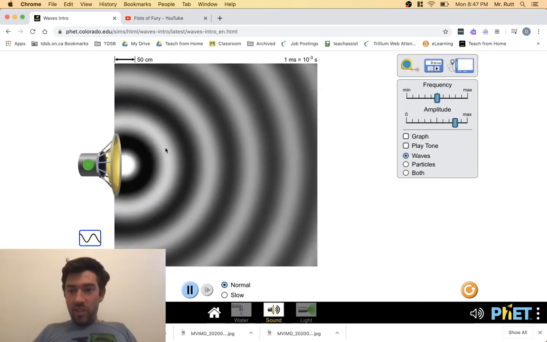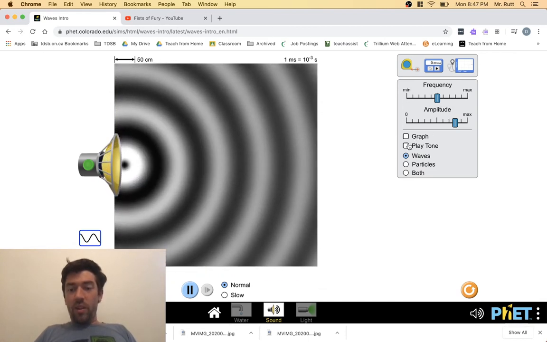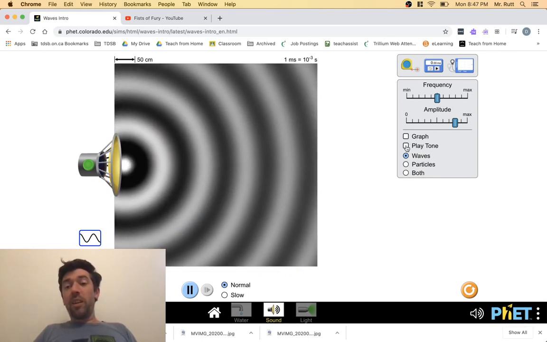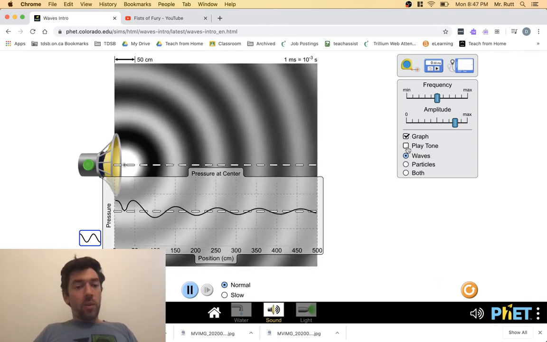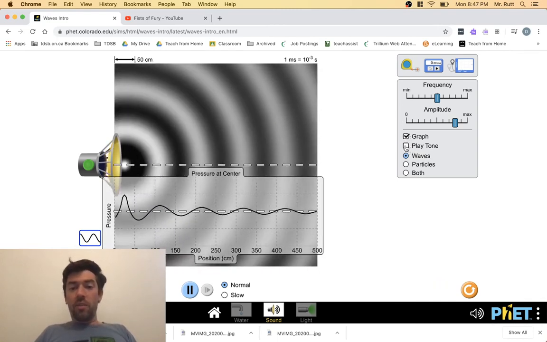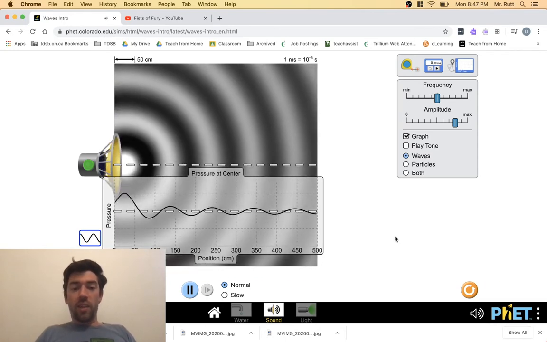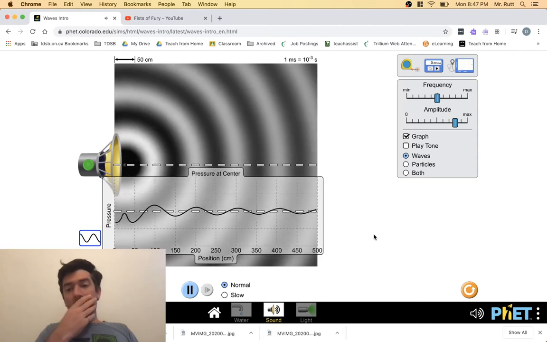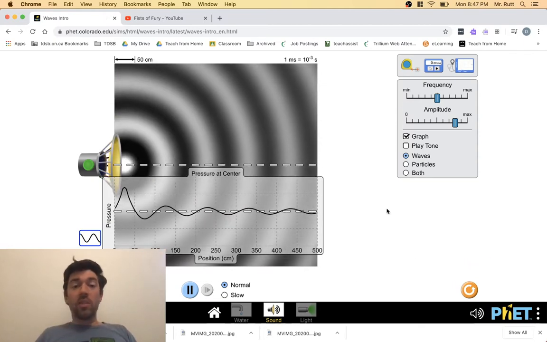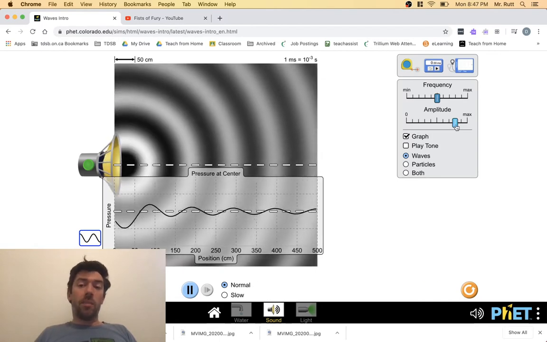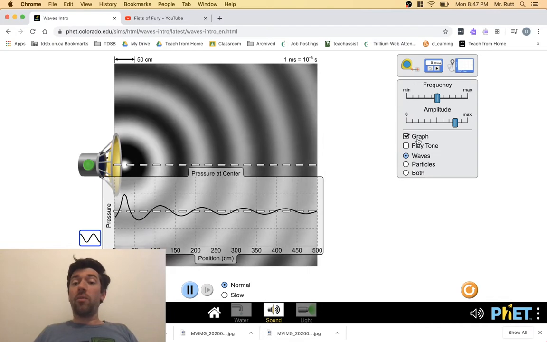Now, what should we look at here? Okay, so we have this option to play a tone. I'm going to show the graph. The graph is nice. We have this option to play a tone, so I'm going to do that. Okay, so you can hear that. Now, what I want you to think about is what's going to happen when I change the frequency or the amplitude of this wave? What's going to happen to the sound?